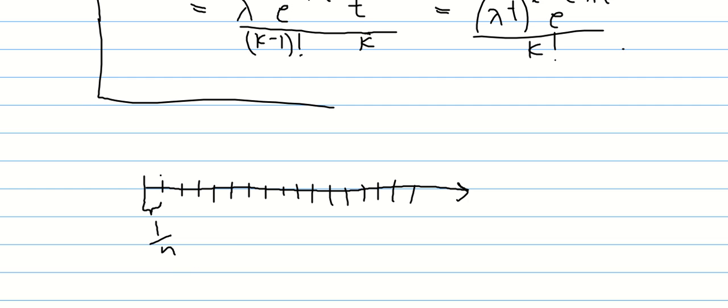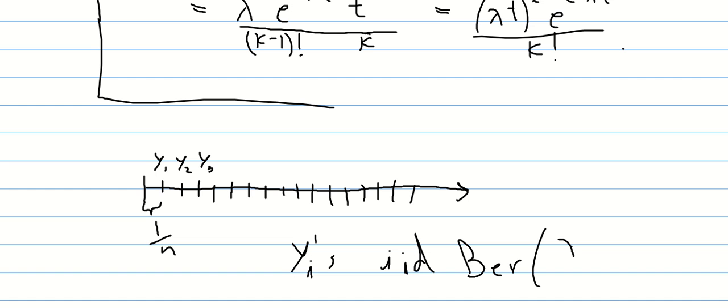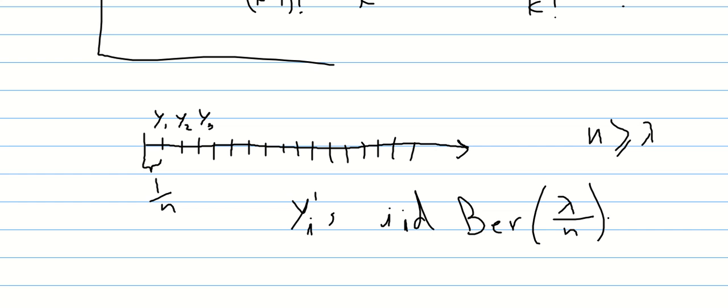And the boss will toss a coin here, y1, y2, y3. The yi's are IID Bernoulli random variables with parameter lambda over n. So of course n has to be larger than lambda, otherwise this doesn't make sense. But this is how the boss will decide when to visit. It will toss a coin every minute, and all these coins have very small probability, but if it has a success, then it does a visit. Whenever you have a success, you go see the employee.